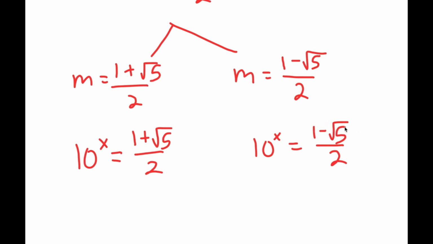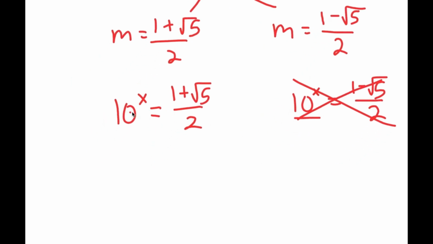So for my second equation, 10 to the power of x is equal to 1 minus the square root of 5 over 2. Well, 1 minus the square root of 5 over 2 is a negative number. And you can't take the power of a positive number and make it equal negative, meaning there's no solution to this equation. So we are only left with 10 to the power of x is equal to 1 plus the square root of 5 over 2.